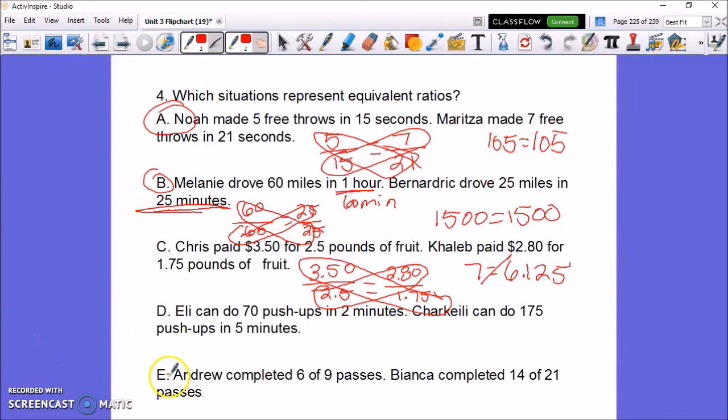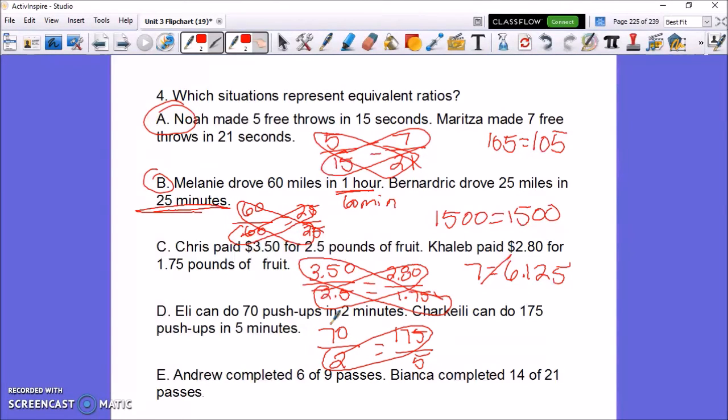All right, let's go ahead and go to D. Eli can do 70 push-ups in 2 minutes. Sharkeela can do 175 push-ups in 5 minutes. So I'm going to put push-ups on top, so 70 to 2 is equal to push-ups on top, which is 175 to 5, and then we're going to cross multiply.